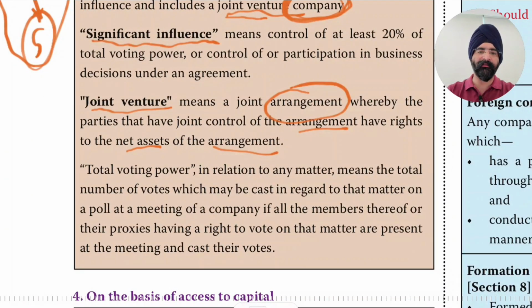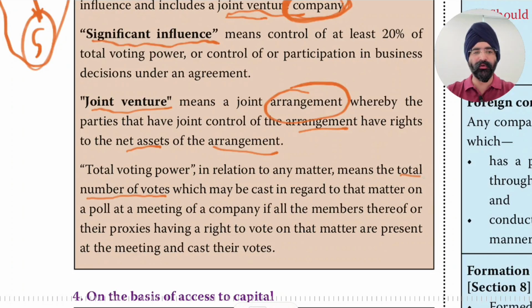Next is total voting power. In relation to any matter, total voting power means the total number of votes which may be cast in regard to that matter on a poll at a meeting of the company if all the members thereto or their proxies having a right to vote on that matter are present at the meeting and cast their votes. Total voting power means the total number of votes which may be cast in regard to that matter on a poll at a meeting.